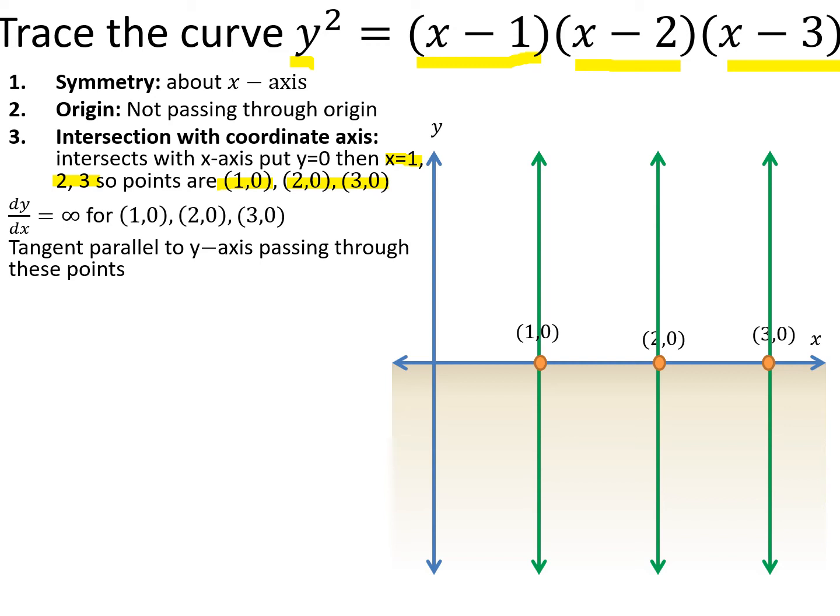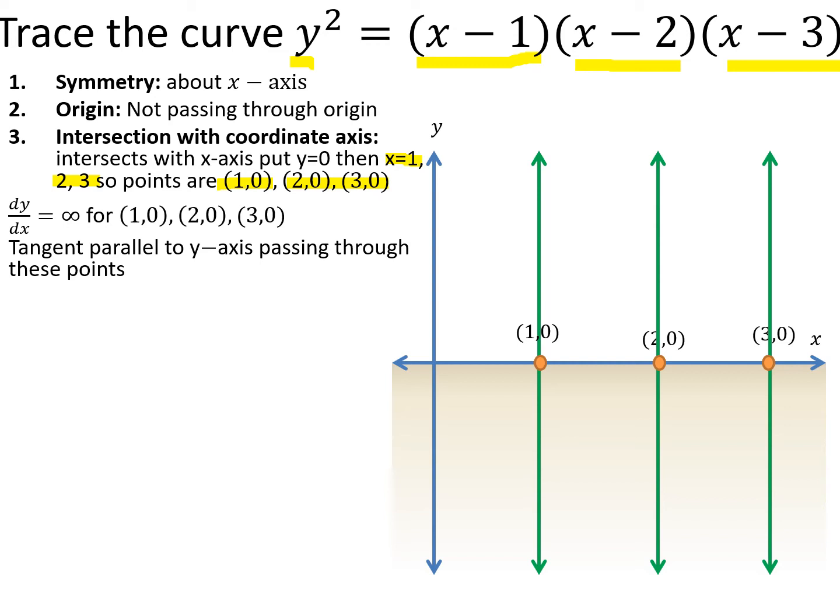But now, intersection with the x-axis we have already found. If we have to find the intersection with the y-axis, the y-axis equation is x equal to 0. So if we put x equal to 0 in this equation, we will get y square is equal to minus 1 into minus 2 into minus 3. That means y square is minus 6, so y will be imaginary. That means there is no intersection on the y-axis. I hope it is clear to you.